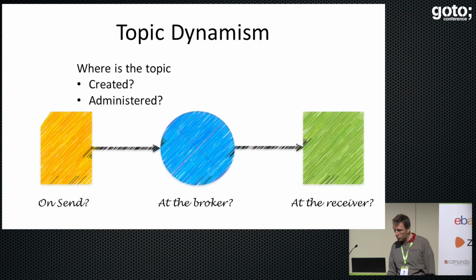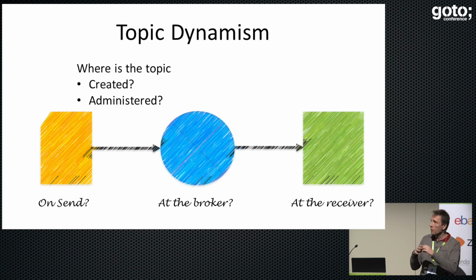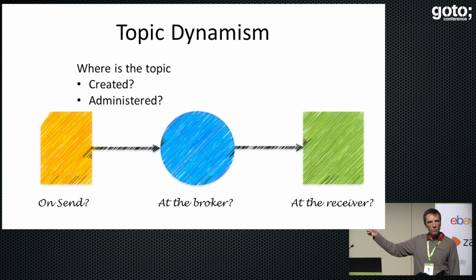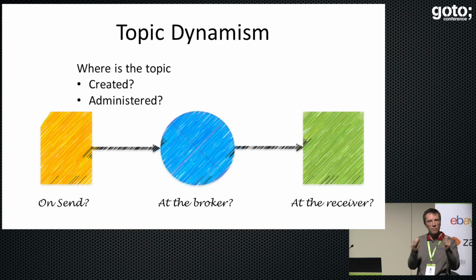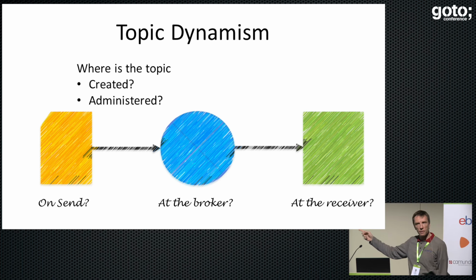So, just quickly, let's think about the topic itself. We've got this idea of wildcards and a hierarchical topic structure. Where is this topic created? Is it created when we send the message? Is it an administered object that we have to create somewhere? Is it something we have to create on the broker? Do we have to say, I want the topic now, and I'm going to set up the exchange of information based on that topic? Is the topic created at the receiver?